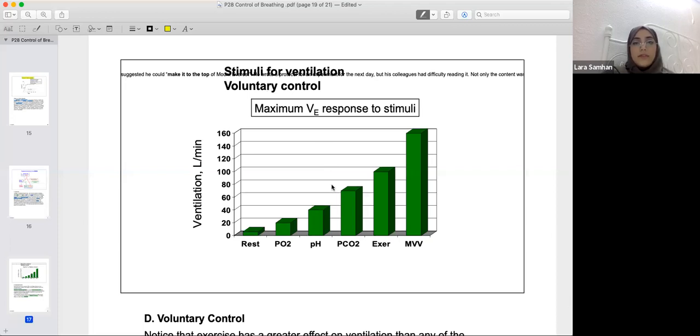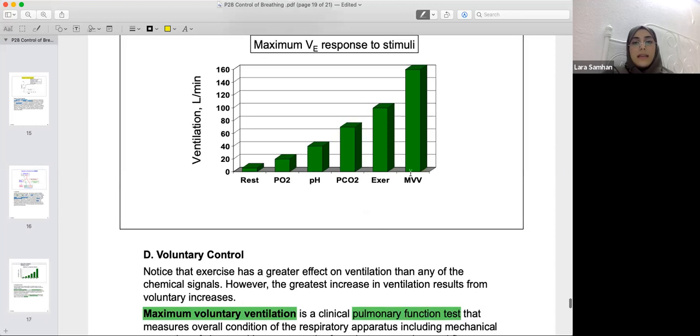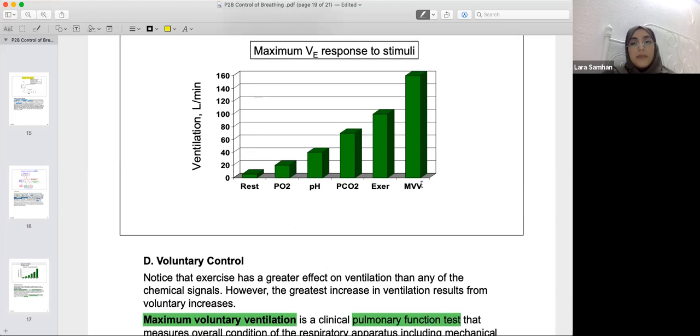Okay, so moving on to our last slide, it shows the stimuli of ventilation in general, the voluntary ventilation. This graph shows a couple of different figures. The y-axis shows the ventilation, and the x-axis shows a couple of things: number one, the rest, the partial pressure of oxygen, the pH, and the CO2 once the person is exercising, and the MVV, which is the maximum voluntary ventilation.